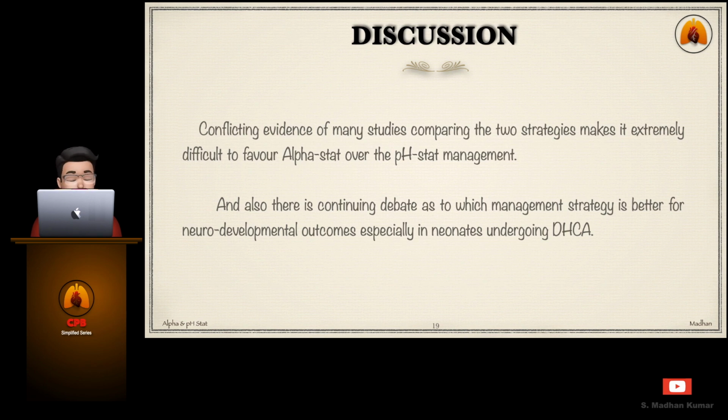Conflicting evidence of many studies comparing the two strategies makes it extremely difficult to favor alpha stat over pH stat management, and also there is a continuing debate as to which management strategy is better for neurodevelopment outcomes, especially in neonates undergoing DHCA.